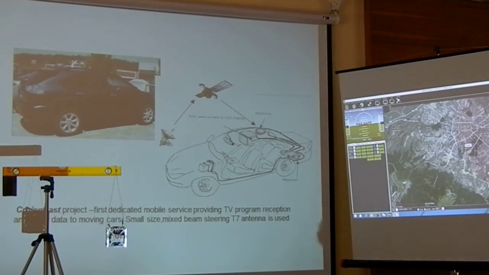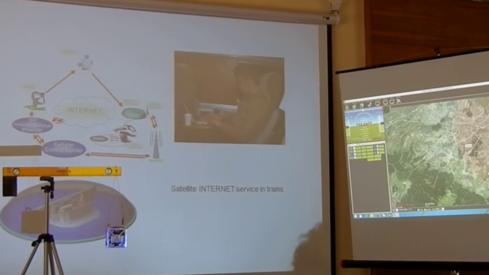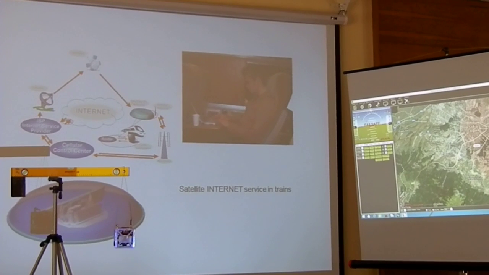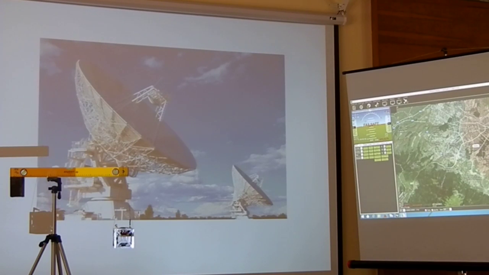This is one project called CruiseCast, which is for mobile TV service in cars using small antennas and dedicated service. Some examples of fast internet in trains, in airplanes and so on. So this is the main application for the high users. This is in short. If you have some questions, please feel free to ask.